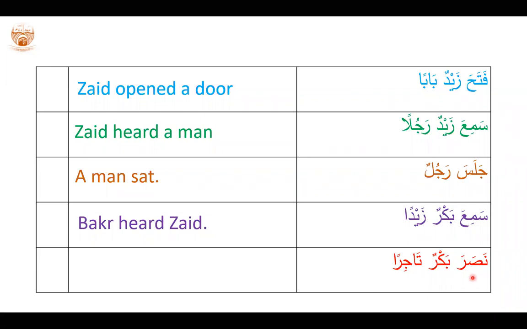Fi'lul muta'addi. Bakr is the subject or the fa'il of the verbal sentence. Exists in the case of Rafa by Dhamma. And the word Tajiran is the object or the maf'ulun bihi of the verbal sentence. And it exists in the case called Nasb by Fatha. So it is Mansub, it exists in the case of Nasb by Fatha. And the meaning of this is Bakr helped a merchant.